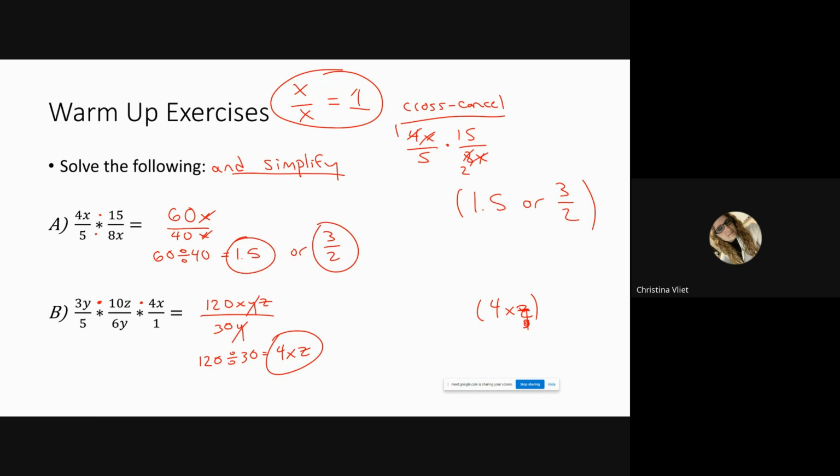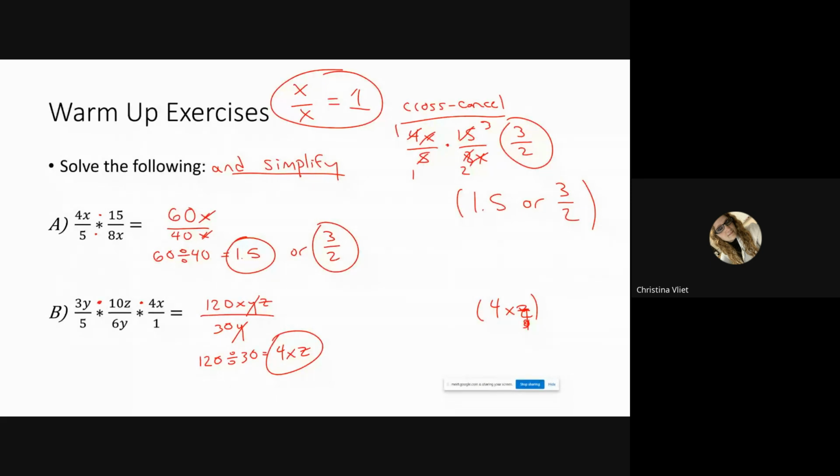And then over here we have 5 and 15. 5 goes into 5 how many times? 1. 5 goes into 15 how many times? 3. And then you just multiply what's left. 1 times 3 is 3. 1 times 2 is 2, and that's the answer. 3 over 2. And so you don't have to multiply across top and bottom if you understand that technique.